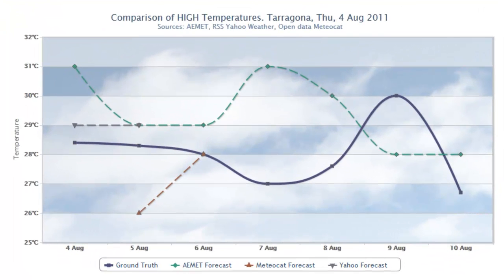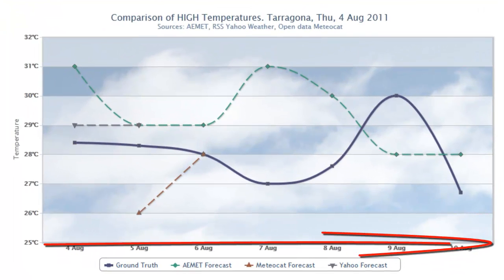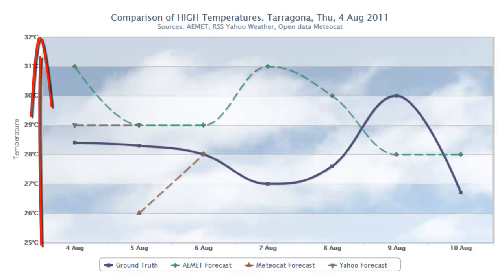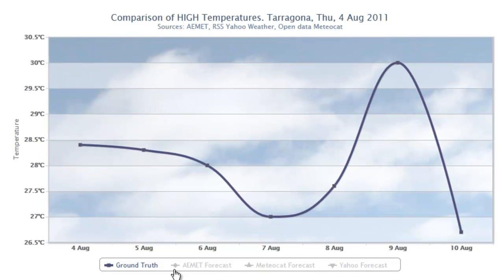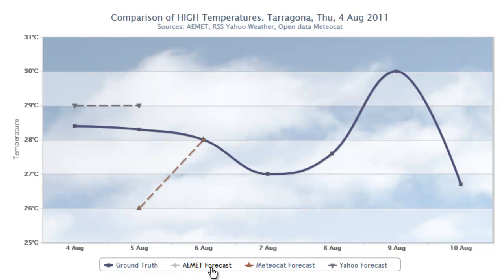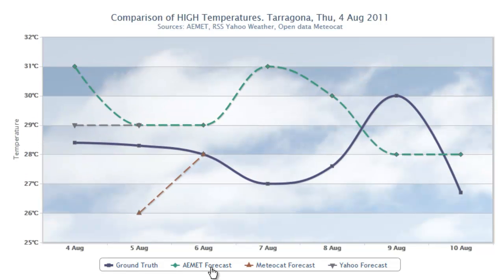Let's see the line chart with high temperatures. The x-axis contains the date of the observations and forecasts, and the y-axis the temperature in Celsius. Observations are plotted with rectangles and then joined with a thick continuous blue line. Forecasts are plotted with different shapes and then joined with a thin dashed line. Each of these dashed lines includes forecasts made by the same web service.